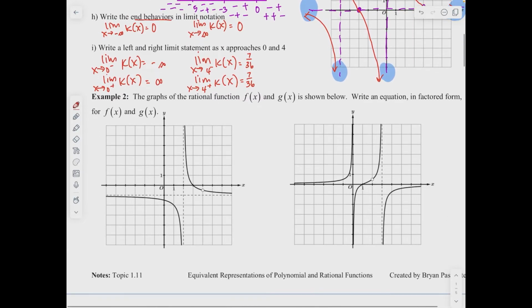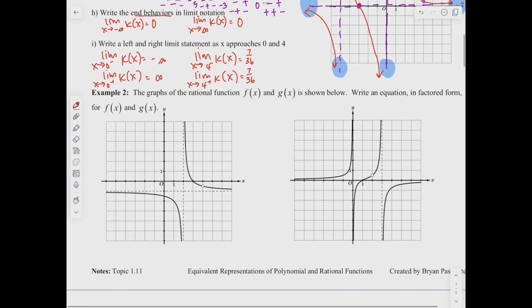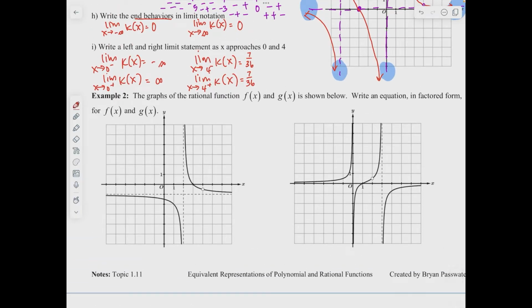Okay, let's pause here and let's have you guys try example number 2. Try to create your rational functions based on the zeros, based on the vertical and horizontal asymptotes, and based on the holes. Pause here.